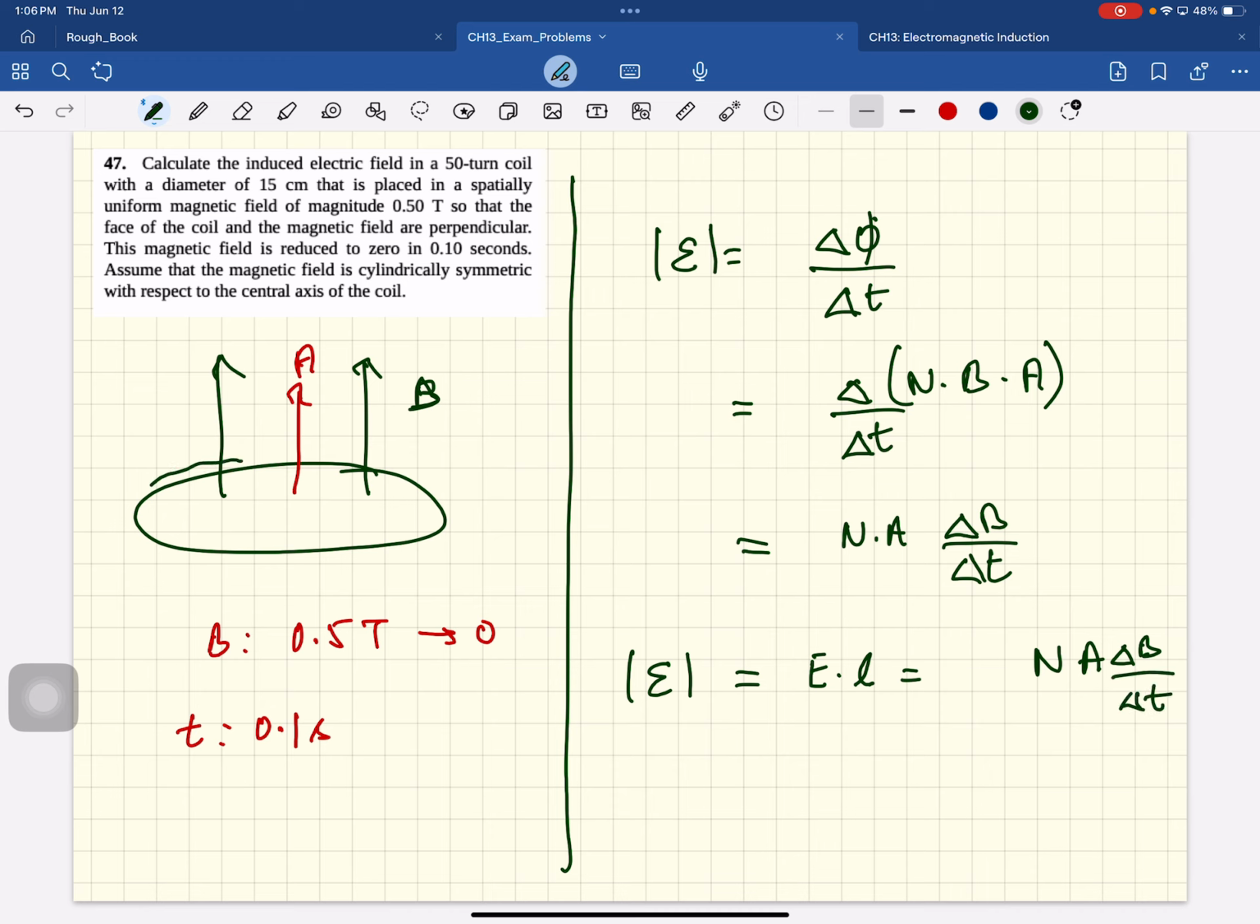So you have 50 turns of the coil. What's the length of the coil? Circumference times 50. Yep. Okay, so the electric field is N times 2 pi R, equal to N times pi R squared times del B by del t.